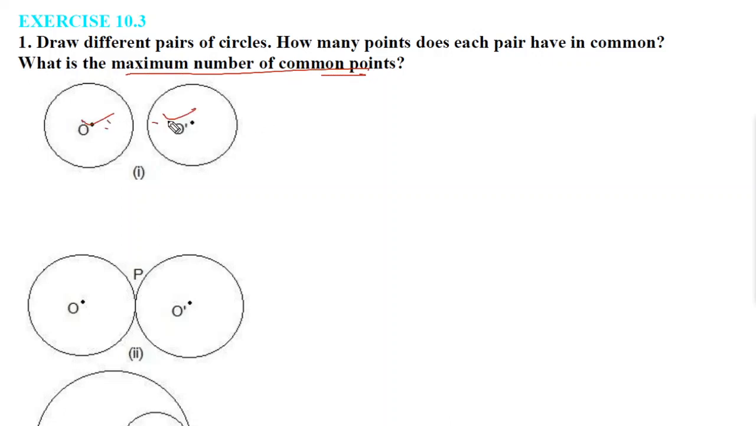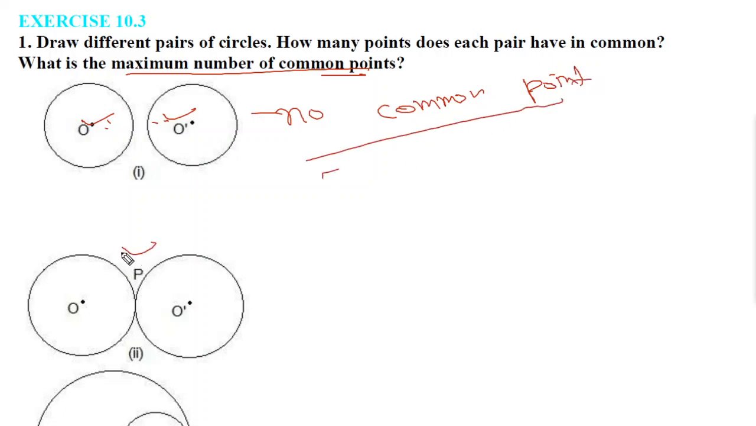Can you see any common points? So here no common point. Then we can come to the second case. Here you can see 2 circles are there and they are touching each other at one point. So here you can see one common point.